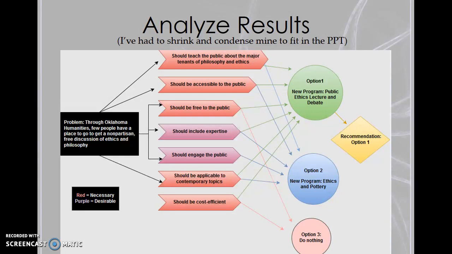And notice I've added that third option, do nothing, which actually solves two of the criteria, should be free to the public, and is cost efficient, right? So, if that was more important to the Board of Trustees, then they could say do nothing. And then the recommendation. So we move from the option to the recommendation. The recommendation is option 1. And I've got a little legend there to explain the criteria.